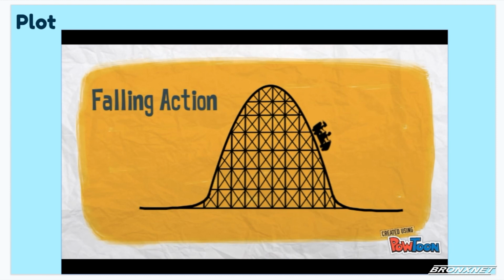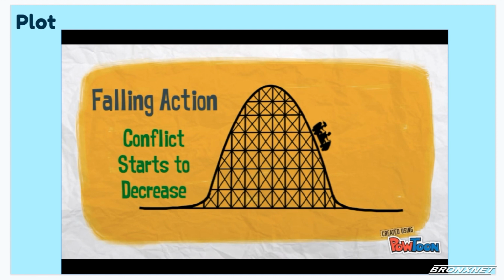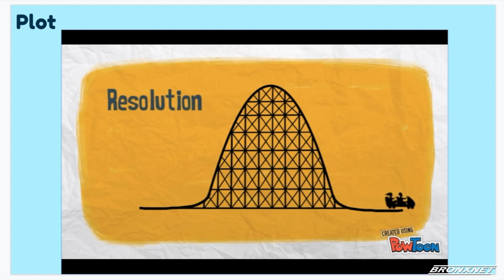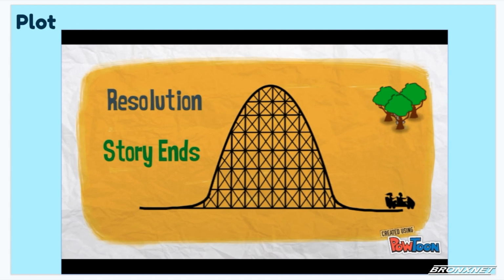It occurs right after the climax. The tension from the conflict starts to decrease and the story events wind down or settle toward an end. The falling action in The 3 Little Pigs is when the wolf lands in the hot soup pot and gets burned. The last part of the plot is the resolution. Here, the problem of the story is solved and the story ends. In The 3 Little Pigs, this is when the wolf runs away and disappears into the forest.